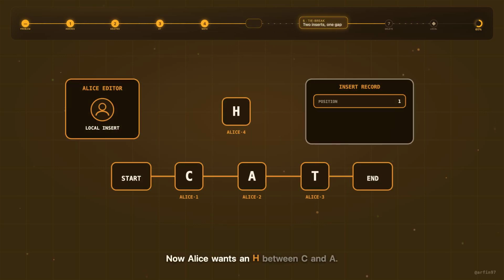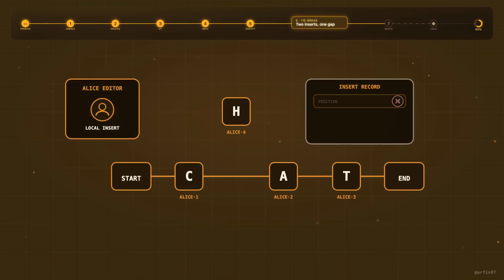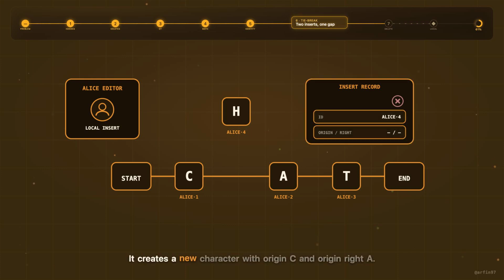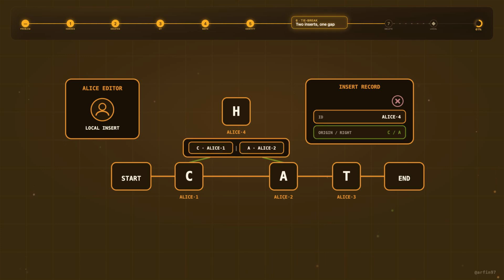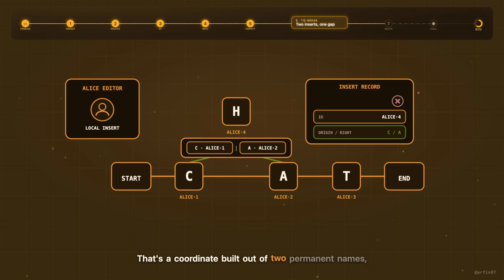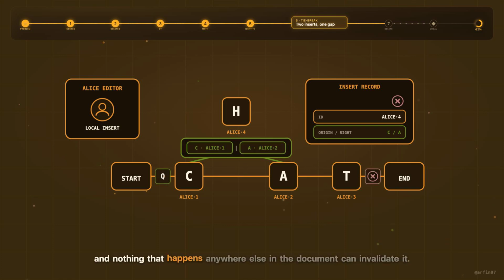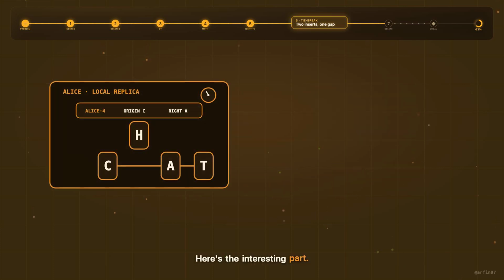Now Alice wants an H between C and A. Her editor doesn't ask for position 1. It creates a new character with origin C and origin right A. That's a coordinate built out of two permanent names, and nothing that happens anywhere else in the document can invalidate it. Here's the interesting part.